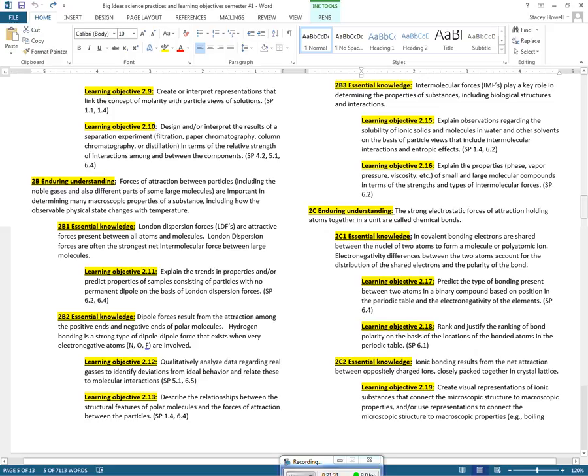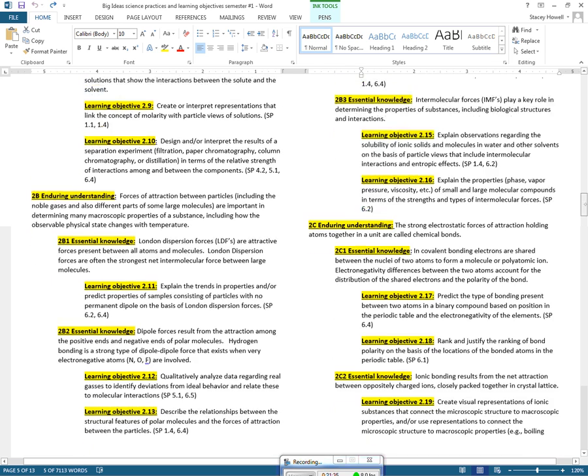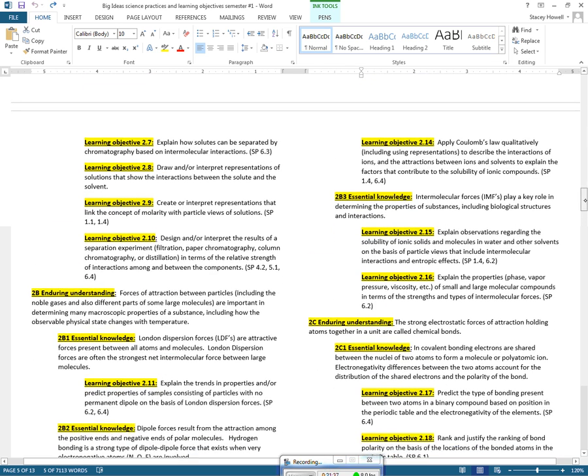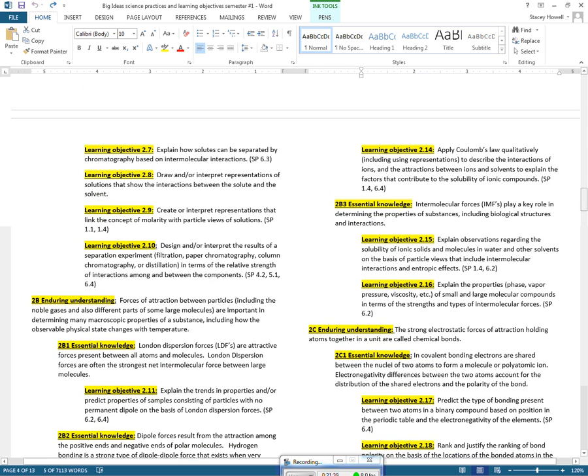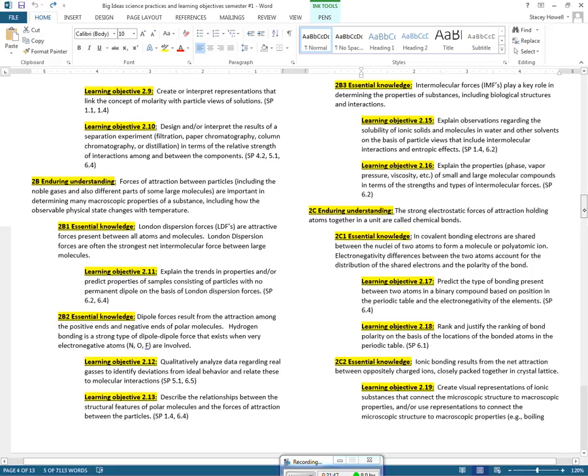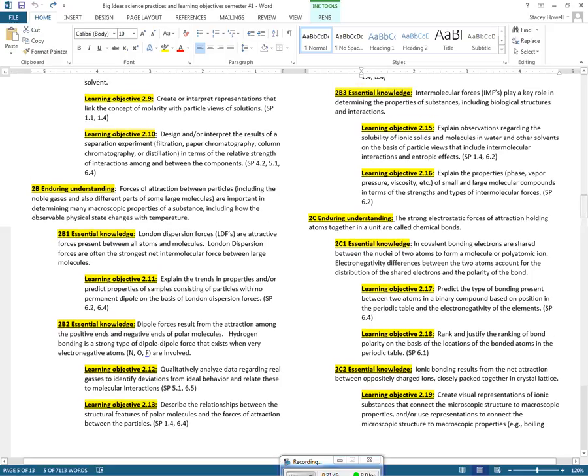Describe the relationship between structures of polar and the force of attraction between molecules. Apply Coulomb's law. If you don't know Coulomb's law, you need to really go back and look at that. Describe interactions. Explain observations about solubility. Remember those solubility rules? NAG-SAG. Remember NAG-SAG? Okay. We need to make sure we understand those and what's going on there.